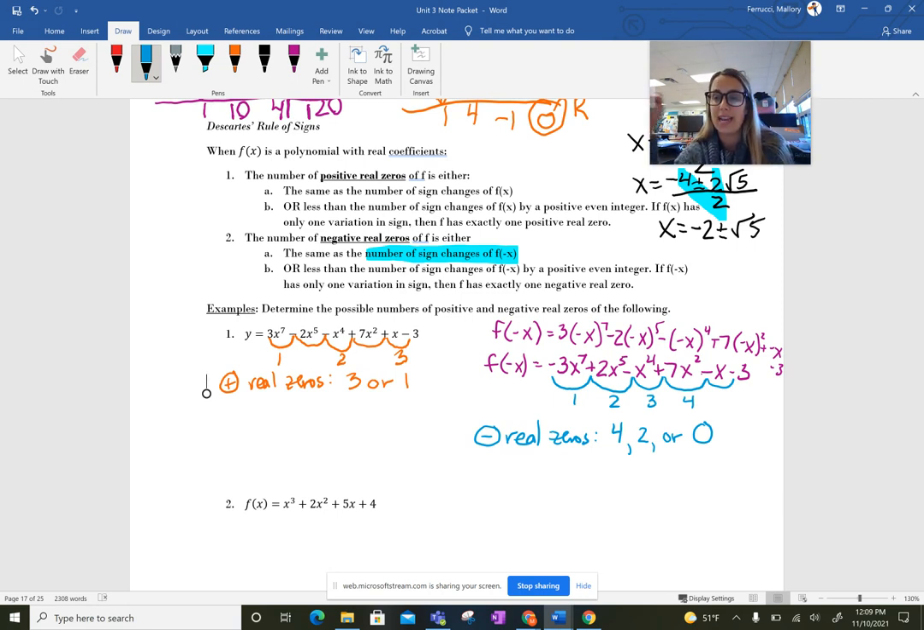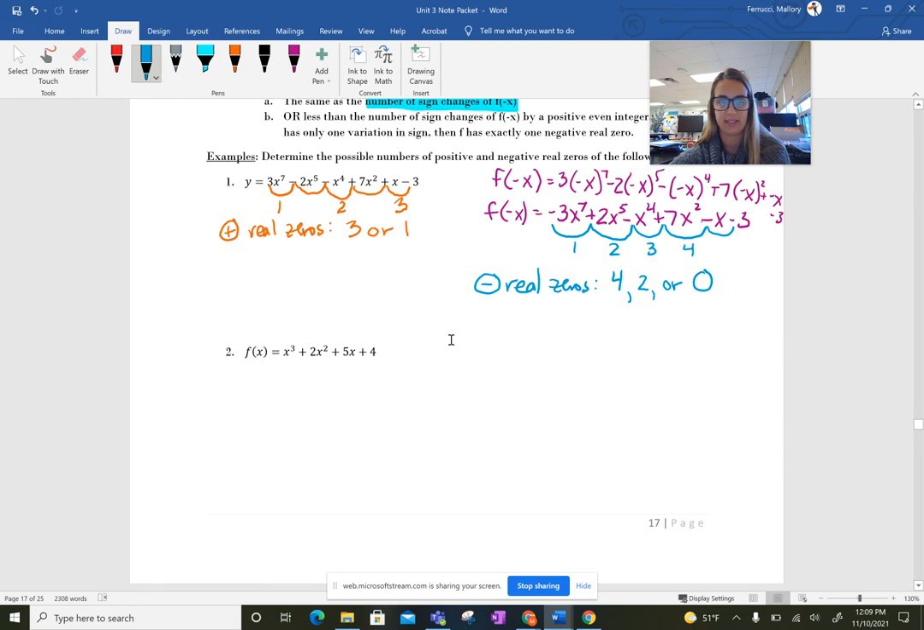Okay, so notice that I decrease by 2 each time. If you're starting with an odd number right here, then your last number should be 1. If you're starting with an even number, your last number should be 0 for the number of real zeros.